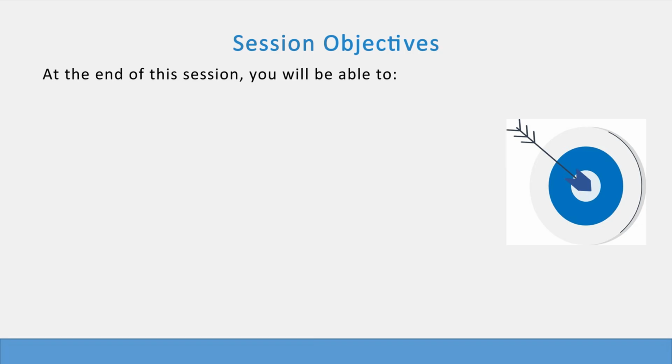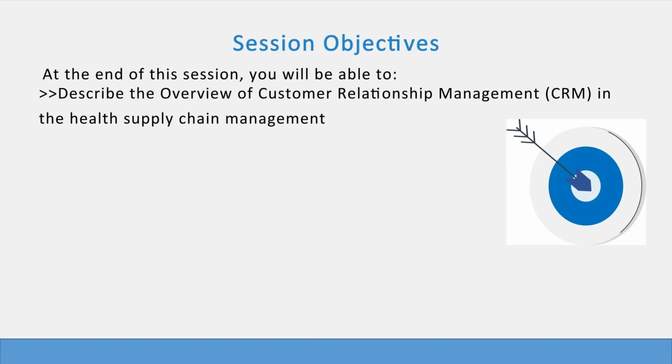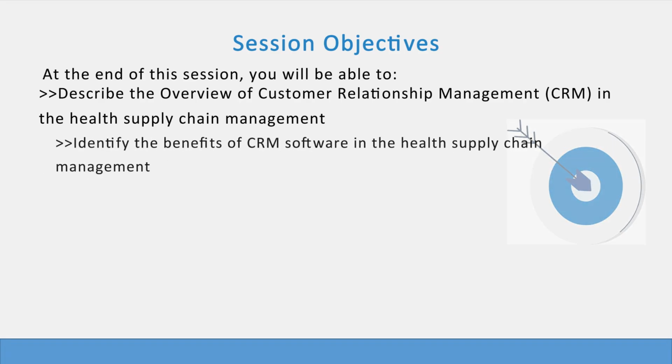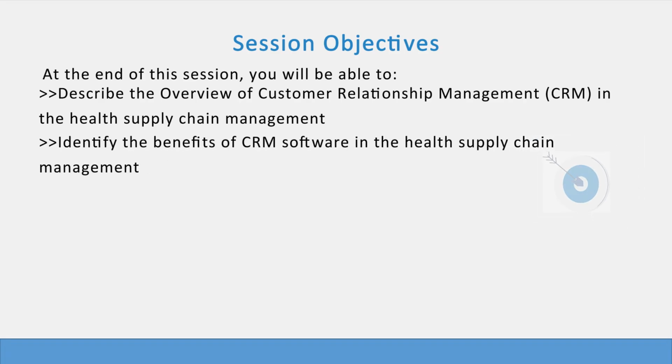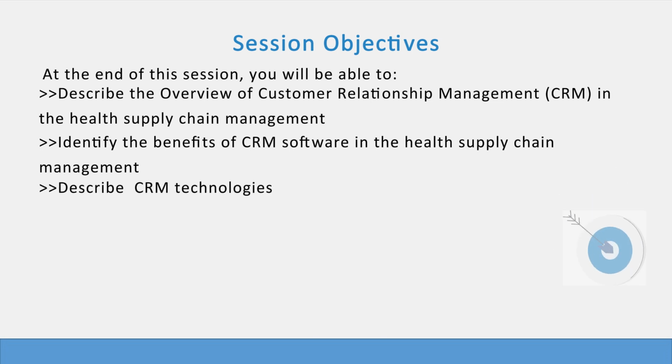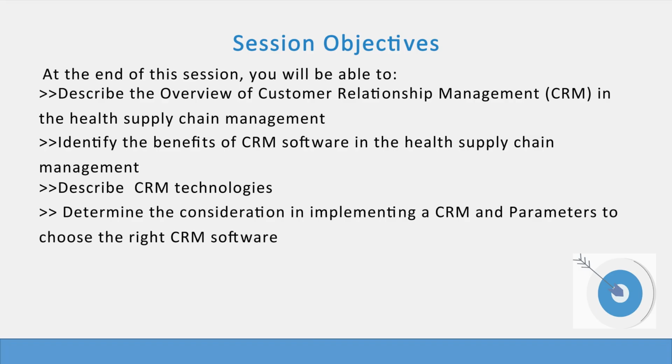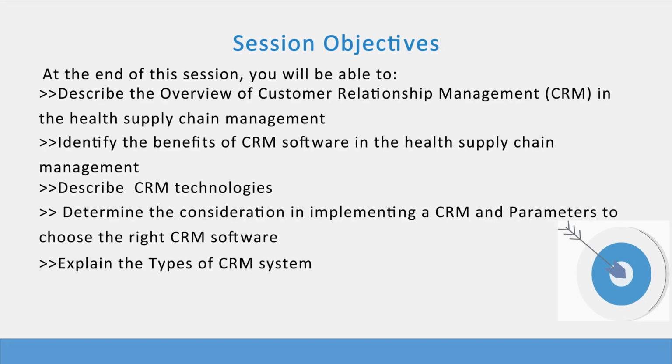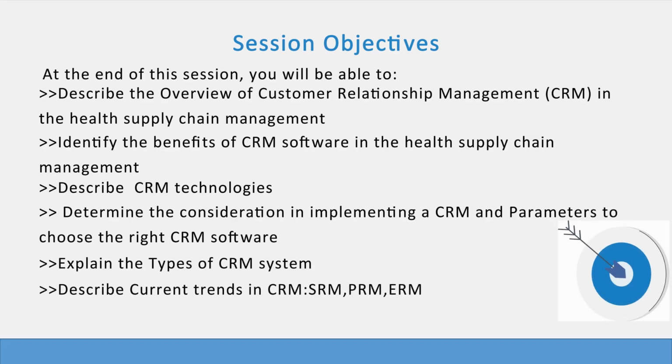After completing the session, you will be able to describe the overview of customer relationship management, CRM, in the health supply chain management. Identify the benefits of CRM software in the health supply chain management. Describe CRM technologies. Determine the considerations in implementing a CRM and parameters to choose the right CRM software. Explain the types of CRM systems. Describe current trends in CRM, SRM, PRM, ERM.